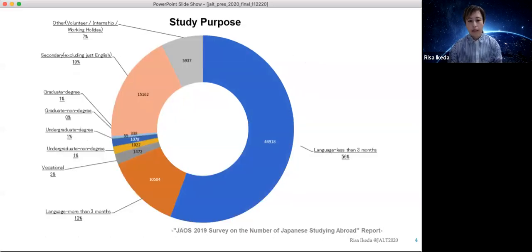And when we look at the purpose of study abroad, it also becomes clear that short-term language-focused programs have increased quite a lot. And you can see that it accounts for actually more than half, or basically 2/3 of the whole study abroad cases. And here, it doesn't say exactly that it's English, but presumably many of the cases of study abroad are for studying English, and they do it in a very short term.